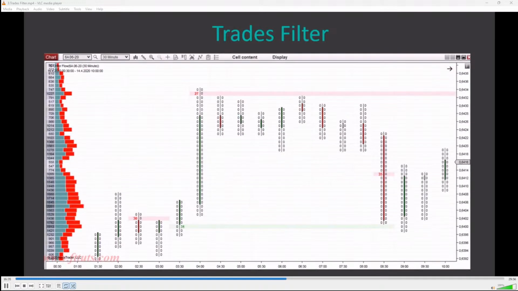Another example on the Australian dollar, there was a volume accumulation area. The price was rotating, volumes got accumulated, as you can see also on the volume profile.